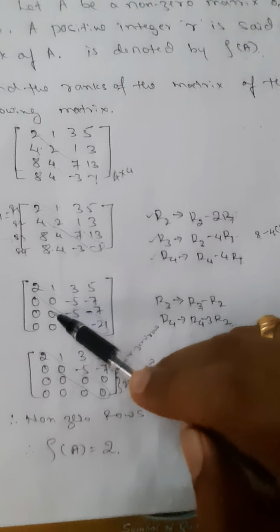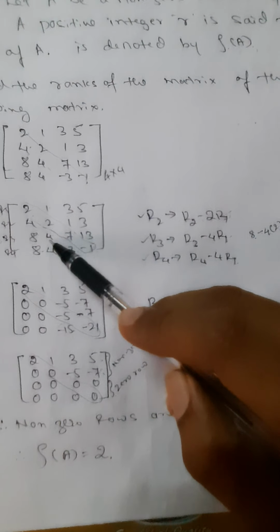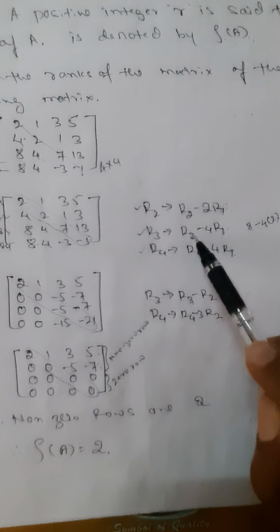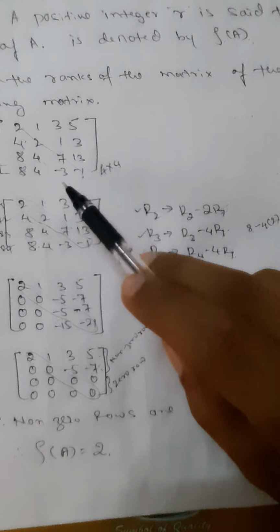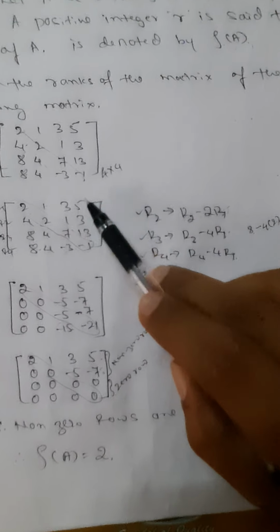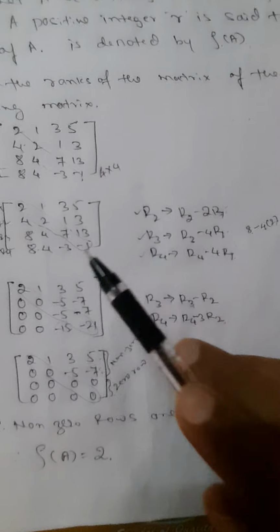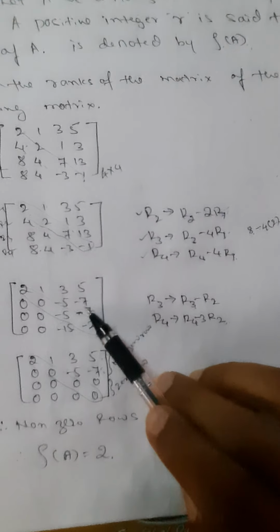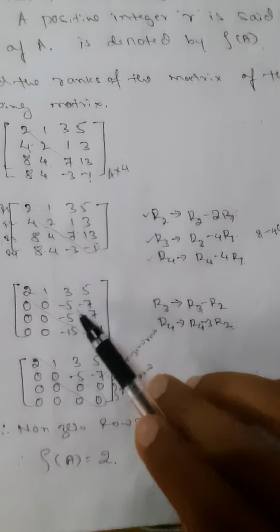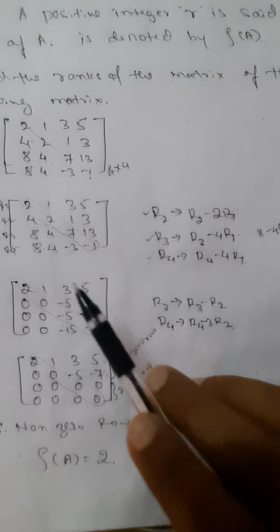Similarly, for the next element, 4 and 1 we are applying in the R3 row. Then 7 and 3 we are applying in the R3 transformation. 13 and 5 we are applying in R3, and the answer in the next step in the R3 row is 0, 0, minus 5 and minus 7.